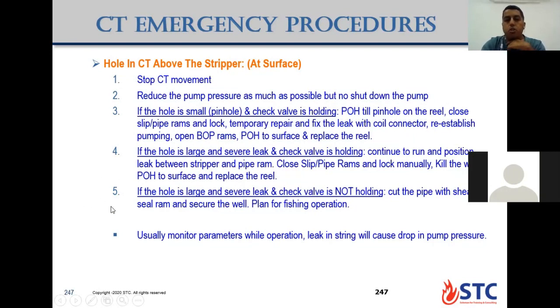Number 5, which is usually the last option: if the hole is large, severe leak, you have H2S, and at the same time the check valve is not holding pressure. You have continual buildup of pressure at the surface, so you know the check valve is not holding. In this case, this is the worst scenario. You need to cut the pipe with the last option, which is the shear seal ram. Secure the well, drop the coil tubing inside the well, and prepare for a fishing operation.